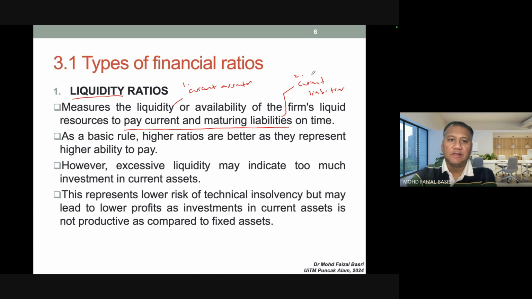Okay, so as a basic rule of thumb, higher ratios are better. Okay, ni satu lagi information. Higher ratios for liquidity, the higher the better, which represents the higher ability to make payments. Alright. And cuma ada dua notes kat sini lah. If too excessive, it shows that maybe it's not really a good condition lah.